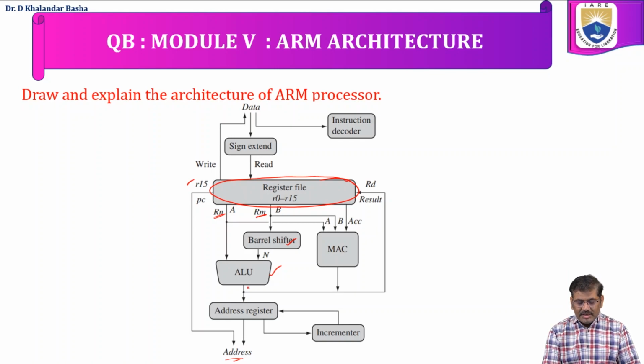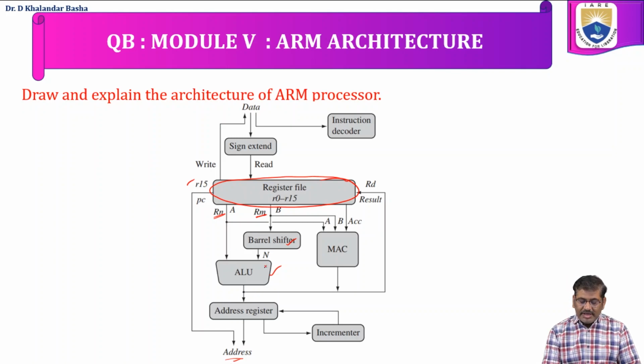Once the ALU operation is done, the result may either be fed back to the register file or sent to memory. The address register will contain the address of the memory. After every operation, incrementing takes place, and the next memory location address will be placed into the address register.